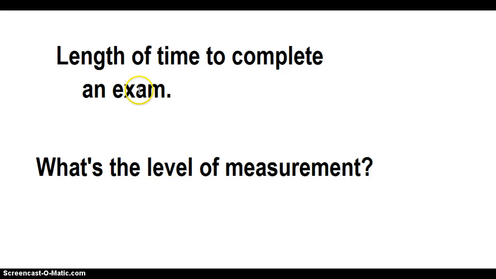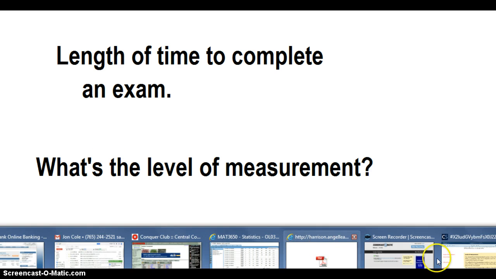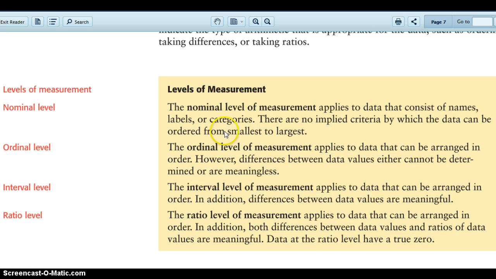Let's say we had data about the length of time it took to complete an exam. What would the level be for that data? If you look at the book on page 7, it has a chart for the levels of measurement, and this would be the ratio level of measurement.